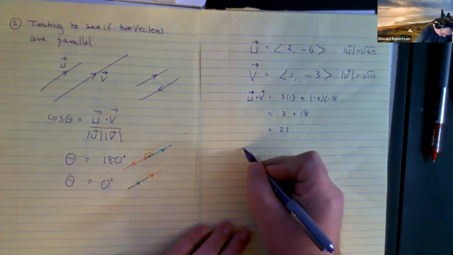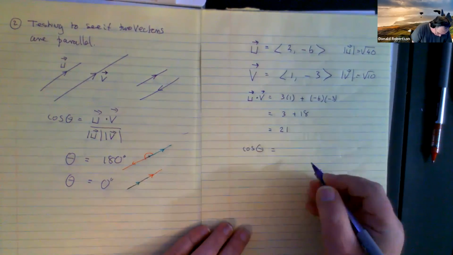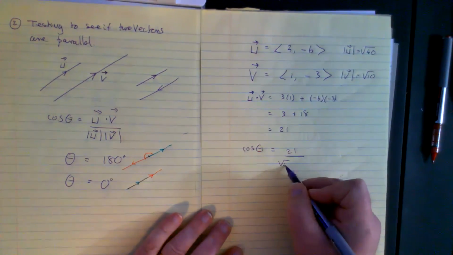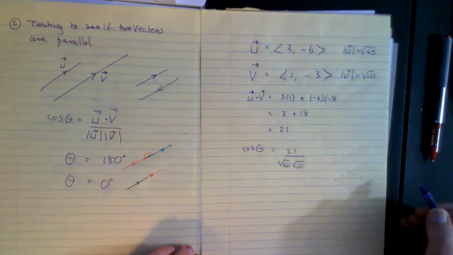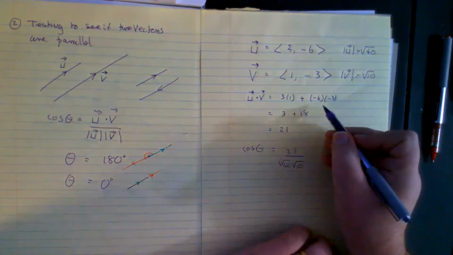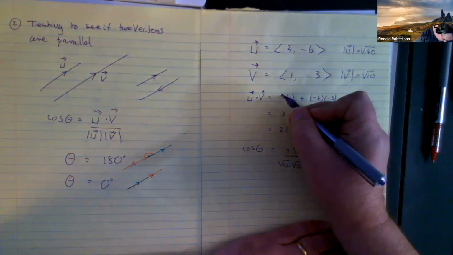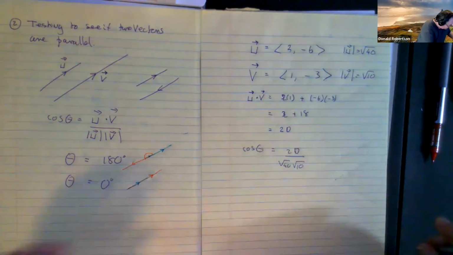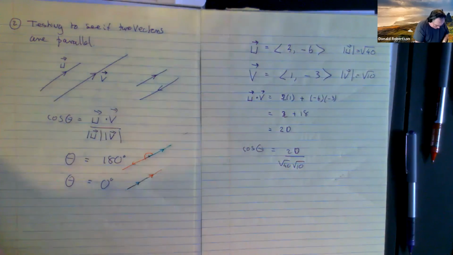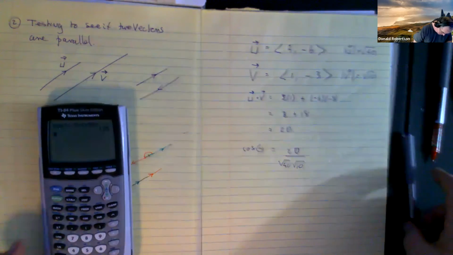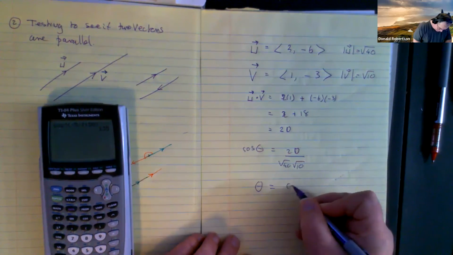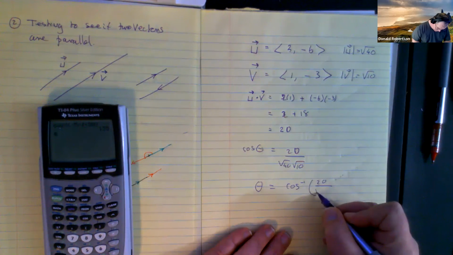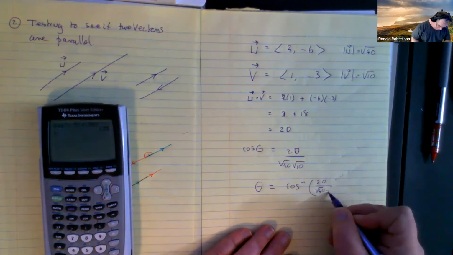Okay, so cosine theta is the dot product divided by... Is that 20 or 21? Because I think u is (2, -6). Oh, thank you. That could make a big difference because my answer won't work. Glad someone's paying attention. Right. So theta is the inverse cosine of 20 over those two things.